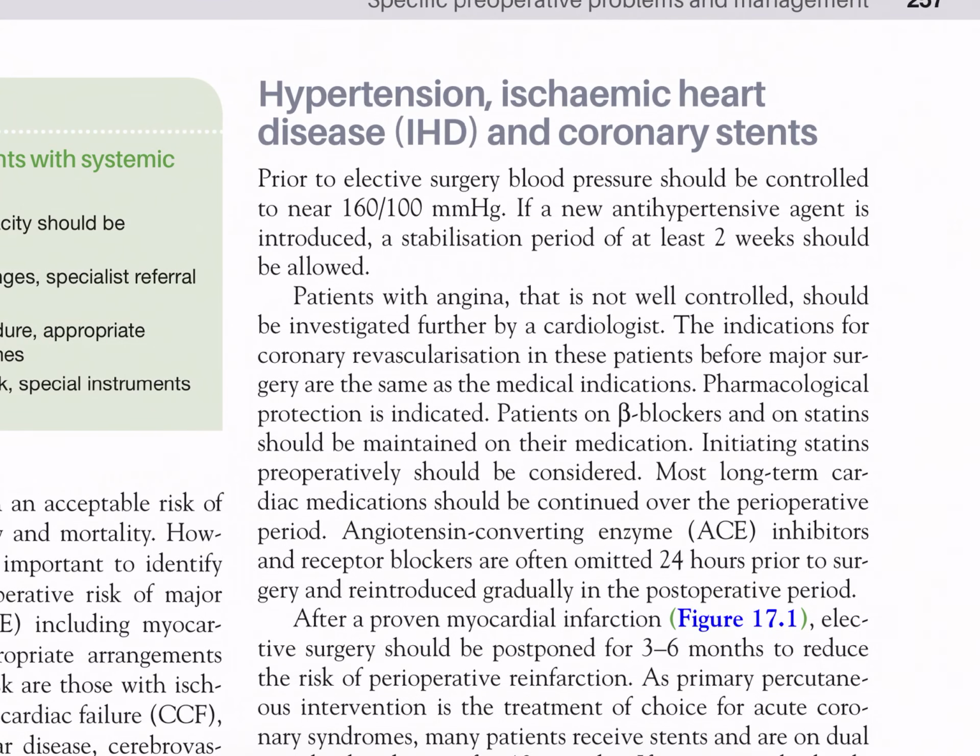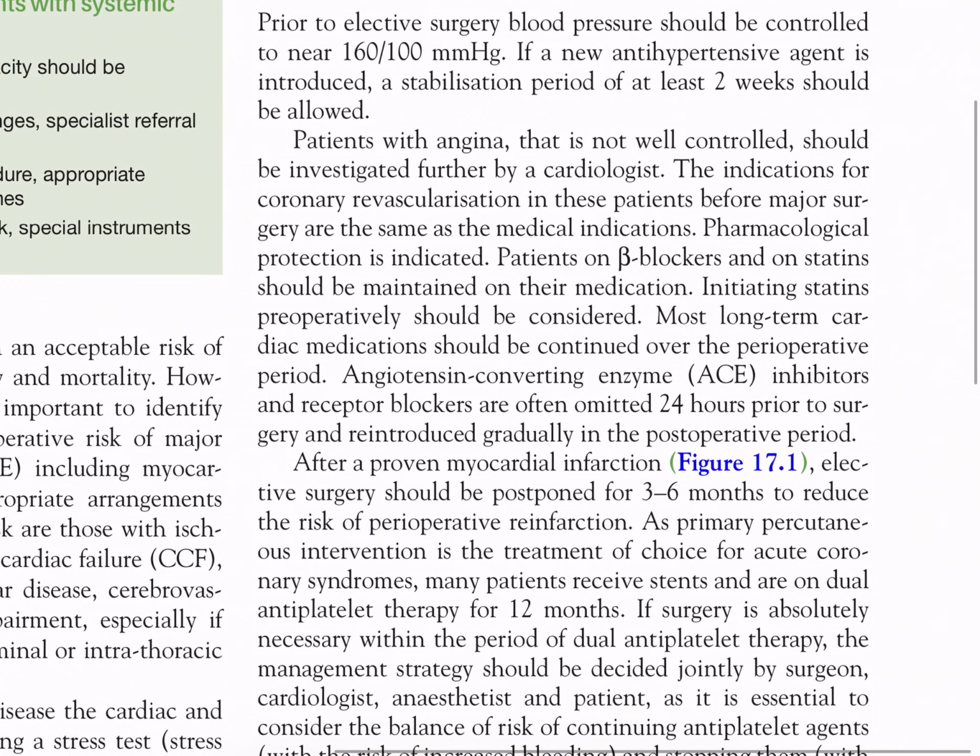Hypertension, ischemic heart disease and coronary stents. Prior to elective surgery, blood pressure should be controlled to near 160 by 100 mmHg. If a new antihypertensive agent is introduced, a stabilization period of at least 2 weeks should be allowed. Patients with angina that is not well controlled should be investigated further by a cardiologist. The indications for coronary revascularization in these patients before major surgery are the same as the medical indications. Pharmacological protection is indicated. Patients on beta blockers and statins should be maintained on their medication. Initiating statins preoperatively should be considered.